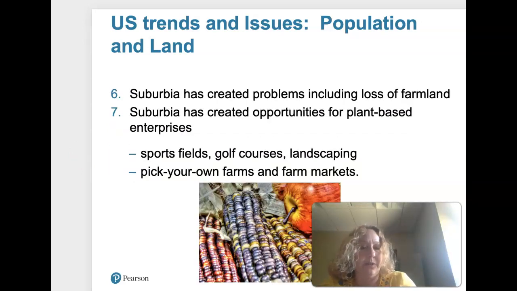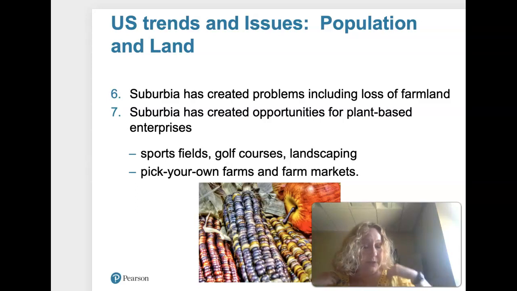Suburbia has created problems, including loss of farmland. So arguably some of the best soil in the world is near Chicago, near Indianapolis, near St. Louis. And those are urban centers. And a lot of that, you'll notice, is also going into wind farms and solar farms. So we're not able to grow plants on those, and they are instead being used to fund the urban area. But that is creating a situation in which it makes it harder and harder to grow profitable crops because the good soil and the good land is being used for urban areas.